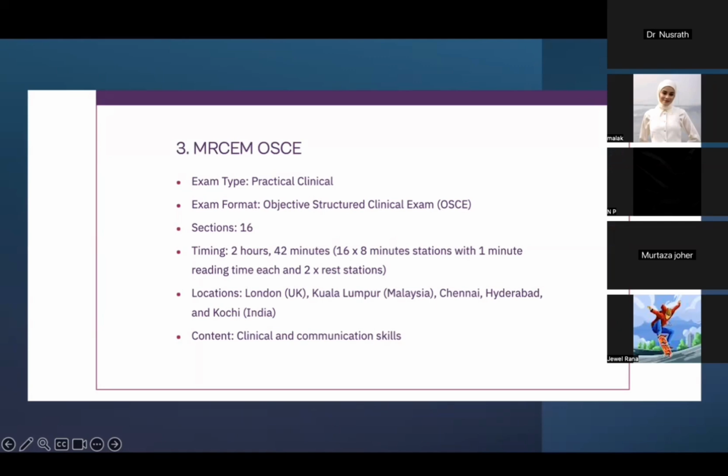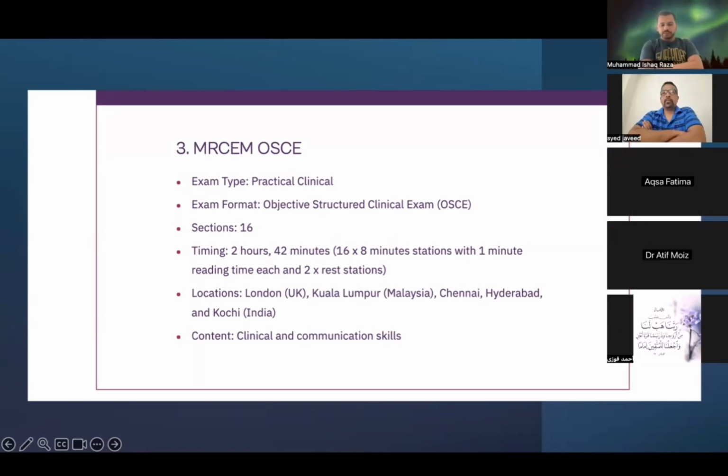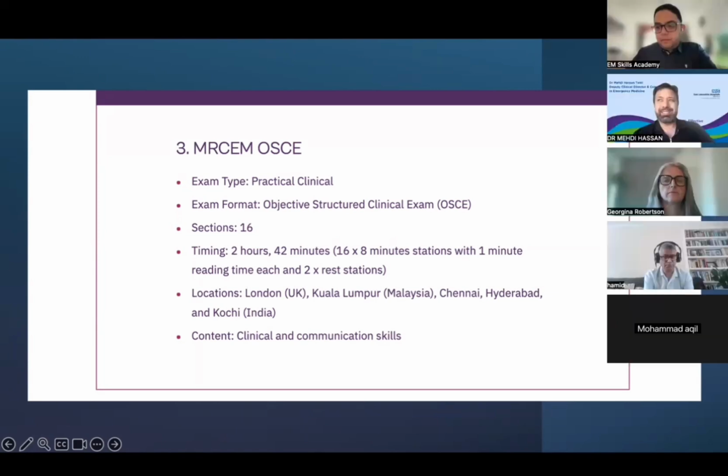As you all know, it's a practical exam, and the format is OSCE with 16 stations. Normally it's 16 stations and 2 rest stations, and the timing is 2 hours 42 minutes. That means 8 minutes for each OSCE, with 1 minute of reading. MRCEM is conducted in London, Malaysia, Chennai, Hyderabad, and Kochi, sometimes in India.